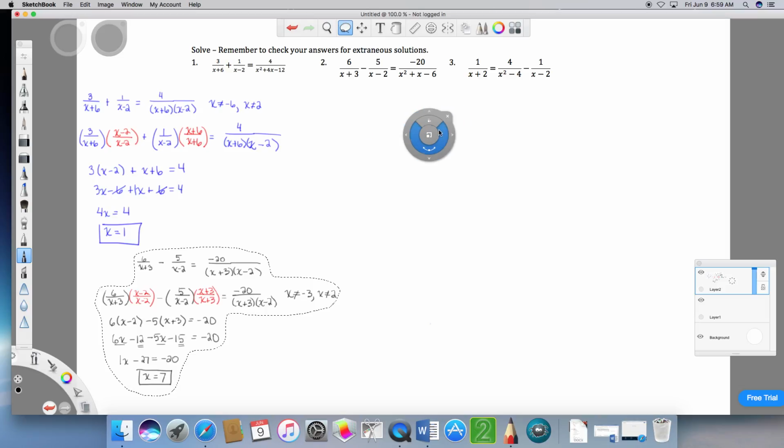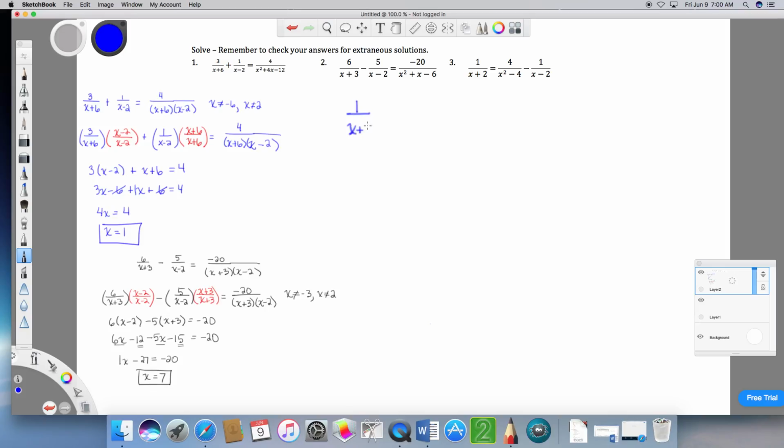All right, so let's take a look at number 3. And again, we want to approach it in the same way, and that's to factor all of the denominators. So on the left-hand side, we have 1 over x plus 2. On the right-hand side, this first term, x squared minus 4, is a difference of perfect squares, and that factors to x plus 2 times x minus 2. Then we have minus 1 over x minus 2.